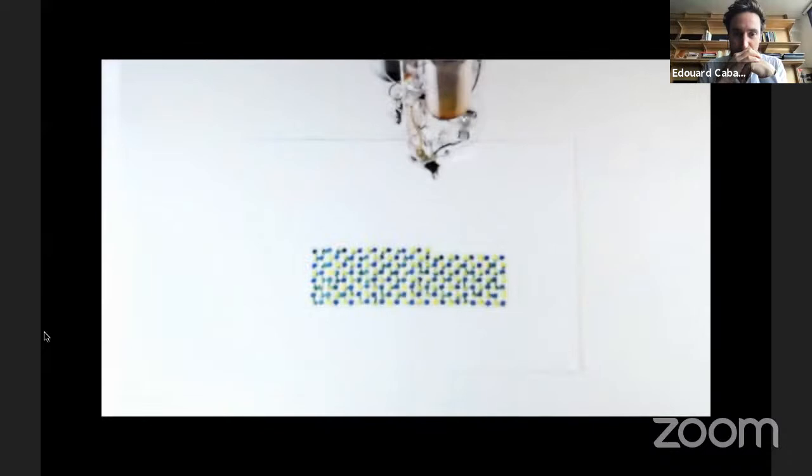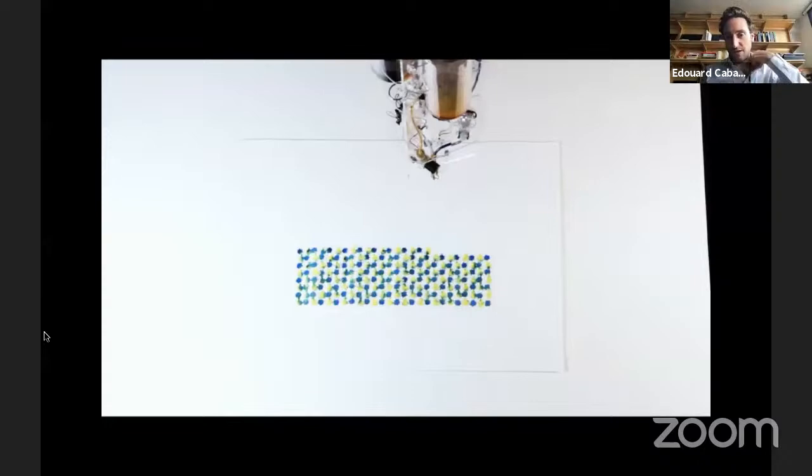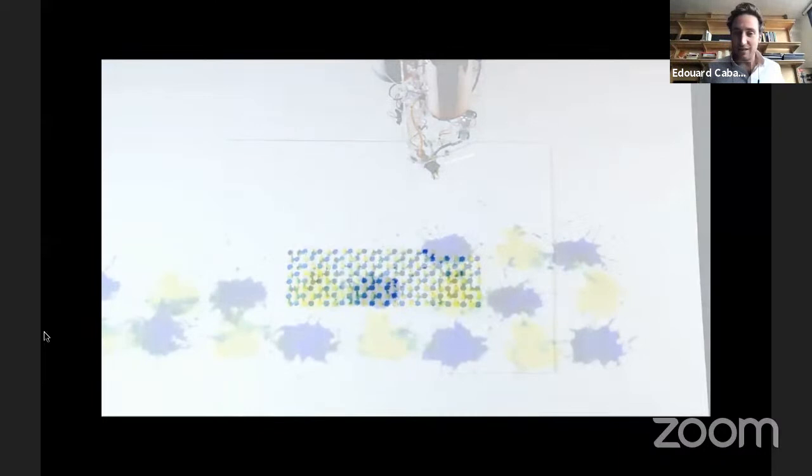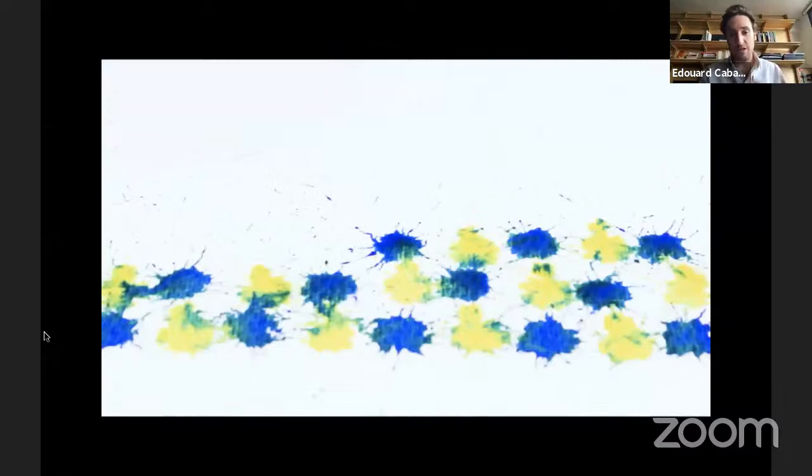Right. So here you see the distance is a meter and a bit, and the yellow and the blue ink start to create bigger impact, and therefore they start to connect with one another, and we see the emergence of another color, which is the green color.